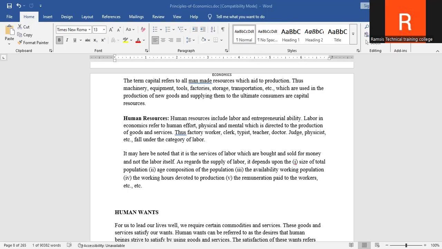Then capital, this one basically includes all the tools and equipment, things to do with machinery and infrastructure used in production. And then, of course, entrepreneurship will refer to the ability to organize other factors of production, being able to take risk and being able to innovate on how you can process and all that. So that is very important when you're talking about the factors of production.